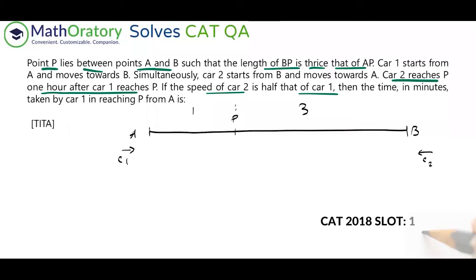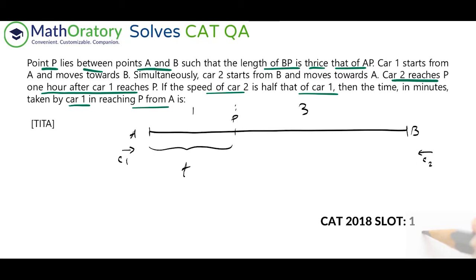But before we get into that, let's understand what is required here. The time in minutes taken by car one in reaching point P from A. So effectively, we need to find how much time car one takes to travel this distance. Let's call this T. There's no harm in doing this. So let's call this T. Now I'll do it in this way.